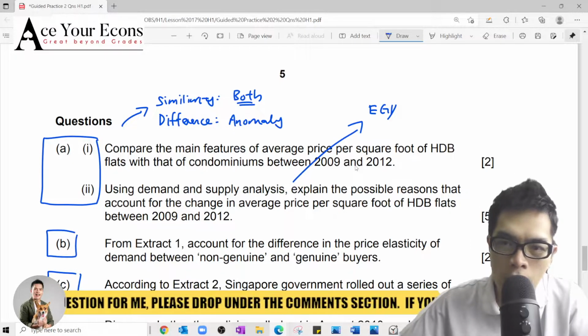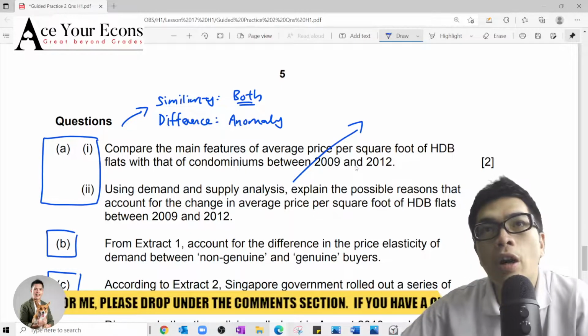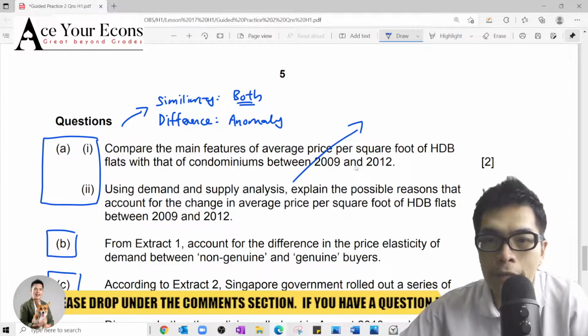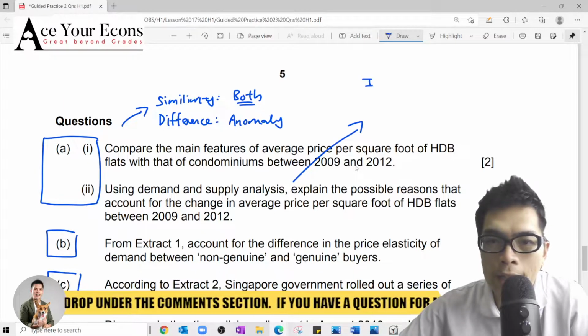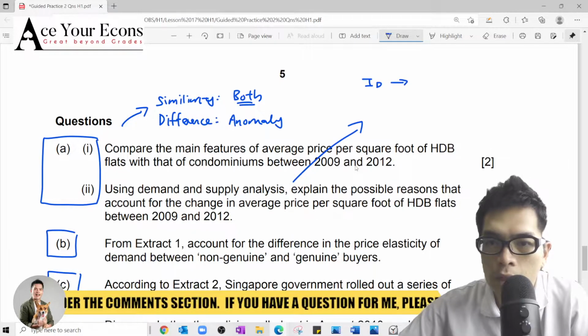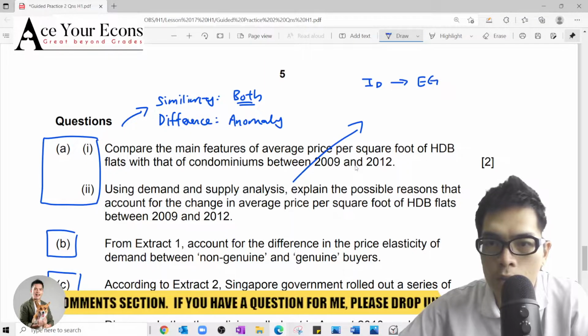So this is how I would break down this question. When you do this question, I want you all to focus on the format of how you answer. So 5 marks. You want to identify the demand factor. You want to cite from the extract which part of the extract was mentioned.